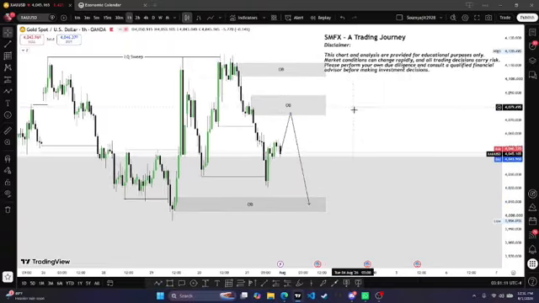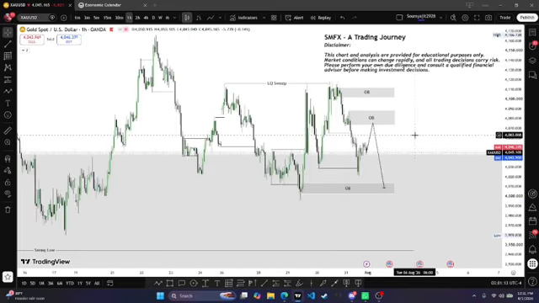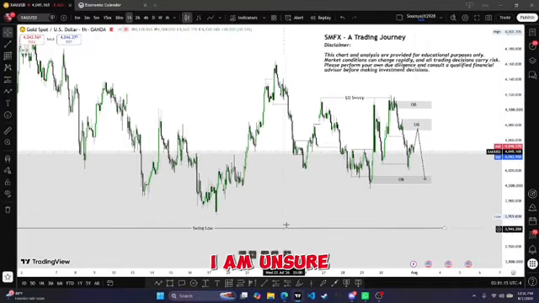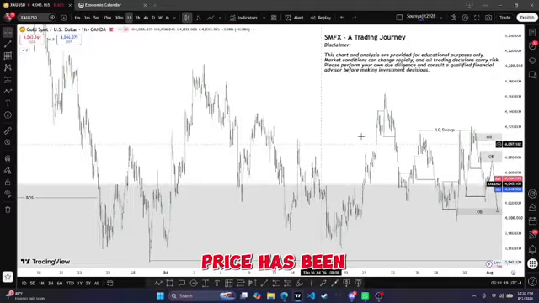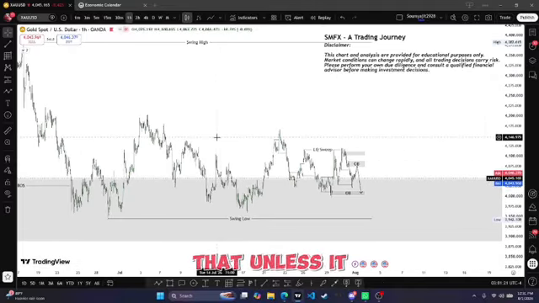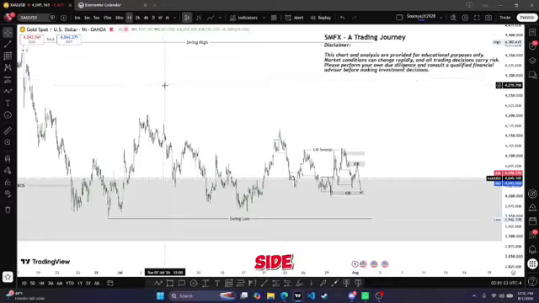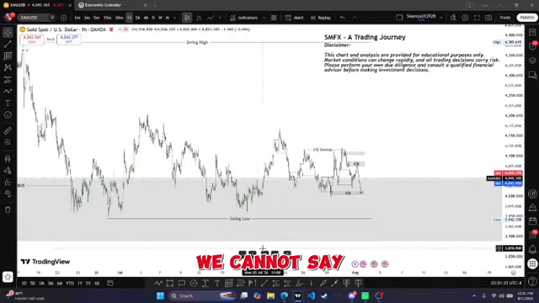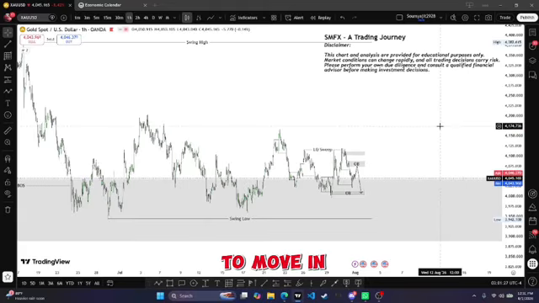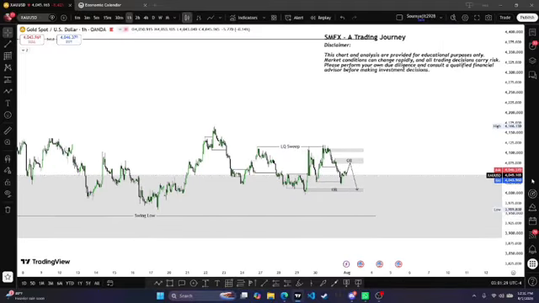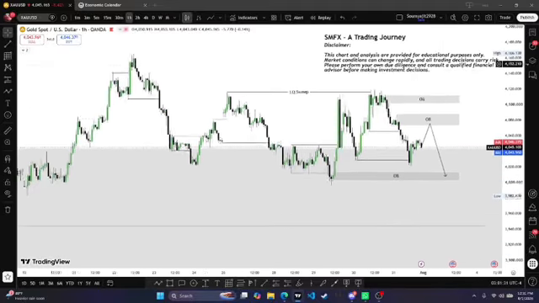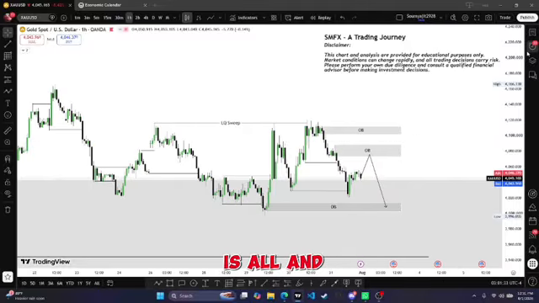All right, now I am unsure that this liquidity will be taken out on the swing low, because the price has been consolidating so much that unless it breaks on either side, either this one or this one, we cannot say which side it is going to move in long term. All right, so that is all.